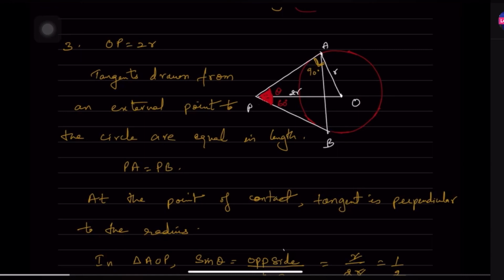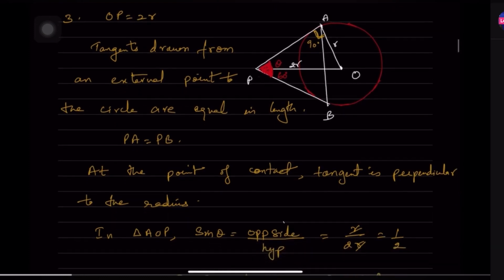The center is O. Tangents drawn from an external point P to the circle are equal in length. So what is equal here? PA is equal to PB. At the point of contact, tangent is perpendicular to the radius.